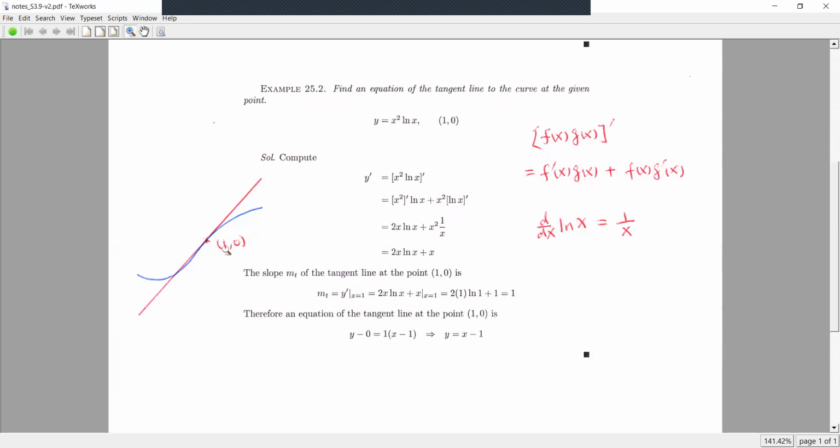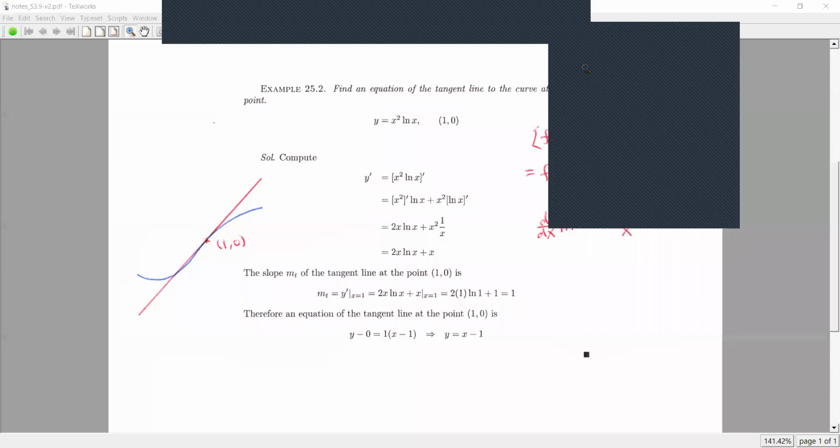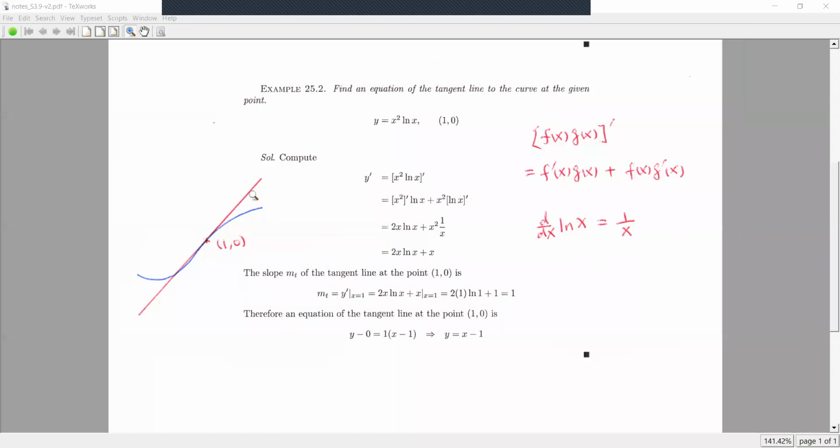About this tangent line, now we know one point on it. We need to determine the slope of the tangent line. Then, by the point slope formula, we can write down the equation of the tangent line. To find the slope of the tangent line, we compute the derivative. Take the derivative of the function. The function is a product, x squared times natural log of x. So we apply the product rule to compute this derivative.